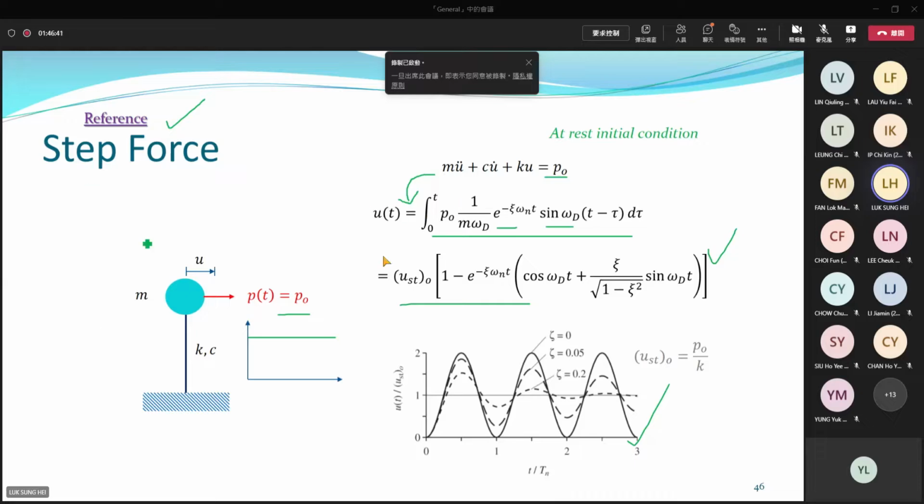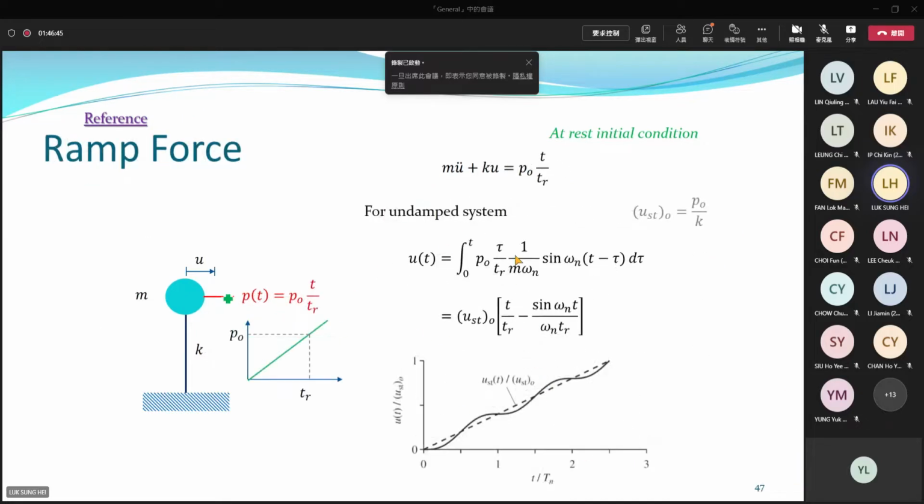Ramp force. Similarly, you can consider another situation, a ramp force. This force means a force is linearly increasing as time goes on, a straight line. The force can be represented using this equation, P0 times t over tr. You just pick one point here, measure the values, the time, and it will give you the slope. Then using it, you can express the loading at any time instant mathematically. It becomes your force function.